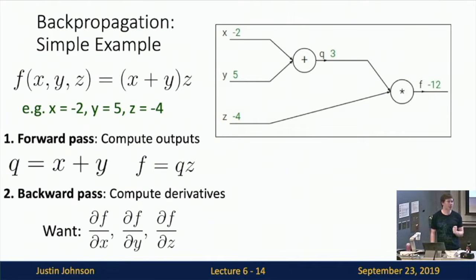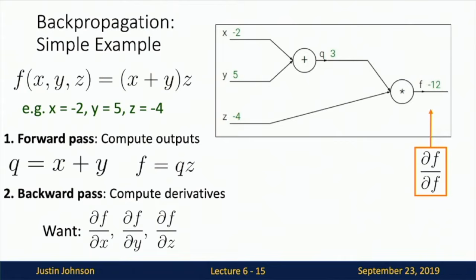Now, in the backward pass, our goal is to compute all of the gradients, the derivatives of the output with respect to each of the inputs. So in this case, our output was f, so we want to compute the derivatives df dx, df dy, and df dz, which are the three inputs that appear on the left side of the graph. And we'll proceed from right to left because this is backpropagation, so it needs to proceed backward compared to the forward pass. We always start with the base case.